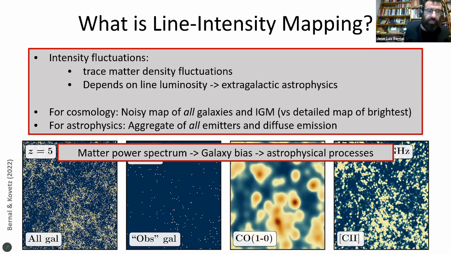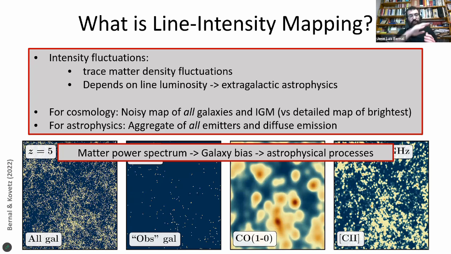I assume that for all the folks gathered here today, it's going to be more interesting in the part of the cosmology, so I'm going to be focusing on that. But in general, for cosmology, we can understand line intensity mapping products as a noisy map of all the galaxies and intergalactic medium. In contrast, what a galaxy survey could give you is a detailed map of the brightest objects. In the case of astrophysics, instead of giving you a very detailed picture of the high luminosity end of the luminosity function, it will give you the aggregate of all the emitters and diffuse emission in such a way that you can do integrated population studies.